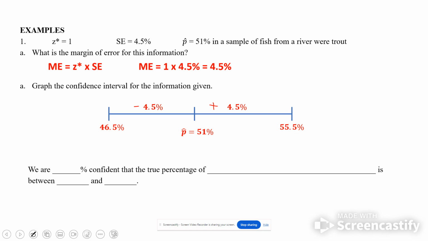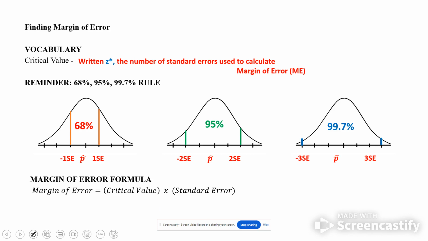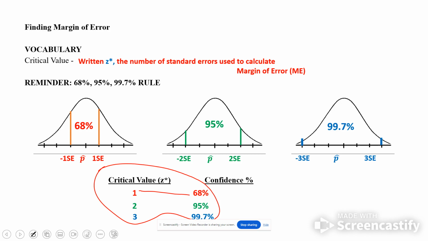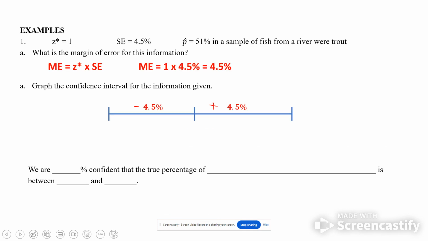Now let's write our confidence statement. Do y'all remember, based off the last slide or the last part of the notes, what is one critical value? Is it 68, 95, or 99.7? What's the first one? 68, right? You look back at your notes here. 68 is our one. One is 68, two is 95, and three is 99.7. So when it says a Z star of 1, that means we're going to do 68%. We got that from Z star being 1. If it was a 2, it would be 95. If it was a 3, it would have been 99.7. And then the situation is we're looking at fish from the river that were trout. And then we put down the lower and the upper value we got from our margin of error.